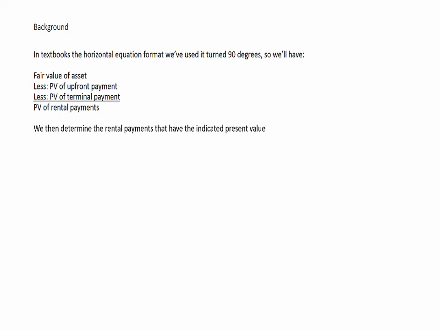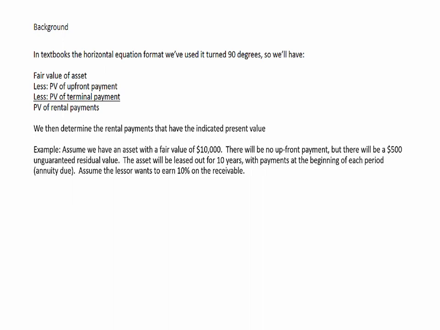Let's go ahead and go through one more example. Let's assume we have an asset with a fair value of $10,000. There will be no upfront payment, but there will be a $500 unguaranteed residual value. Now again, from the lessor's perspective, whether the residual is guaranteed or not is irrelevant as far as this step is concerned. That's $500 the lessor expects to receive. So it's going to be included. The asset will be leased out for 10 years with payments at the beginning of each period, which means this is going to be an annuity due basis. And again, let's assume the lessor wants to earn 10% on the receivable.